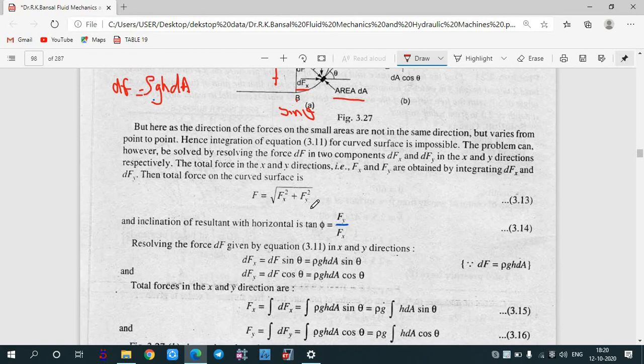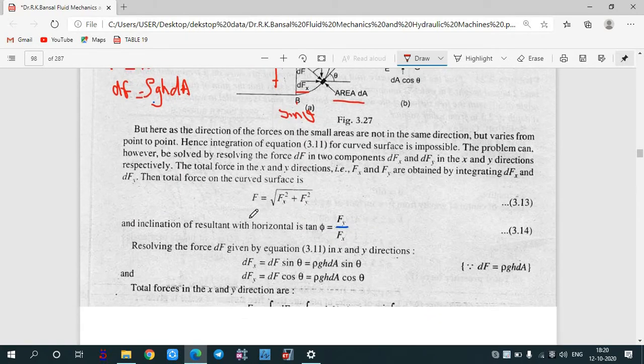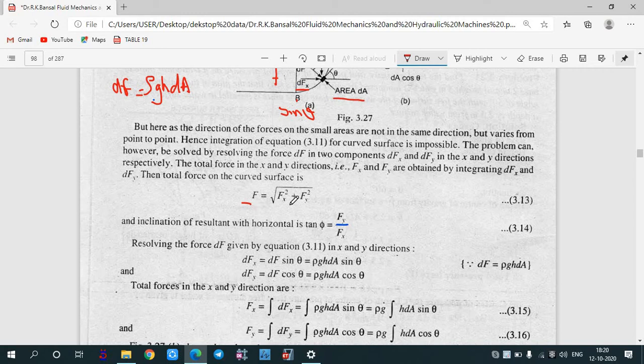Now in order to calculate the total force, we need to resolve all these forces and then add. So the formula for total force is: force equals square root of Fx square plus Fy square. If we need to calculate the resultant force, it can be calculated by tan phi equals summation Fy divided by Fx. This you have already studied in your engineering mechanics. Now we'll be resolving the forces in x and y direction.